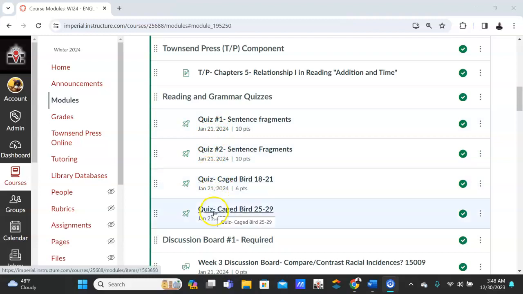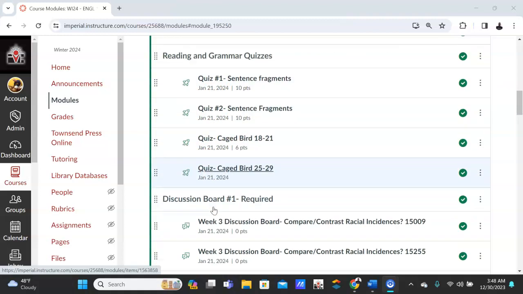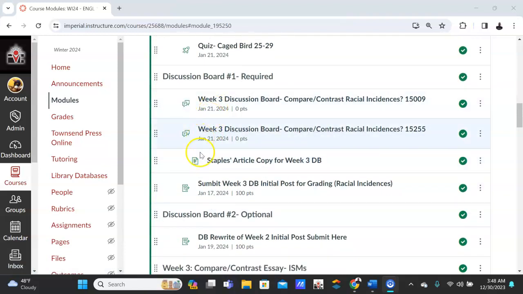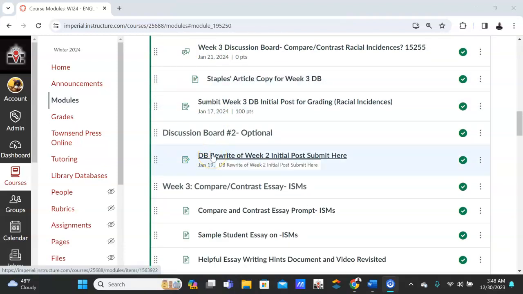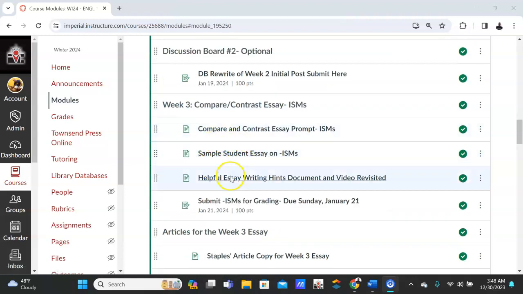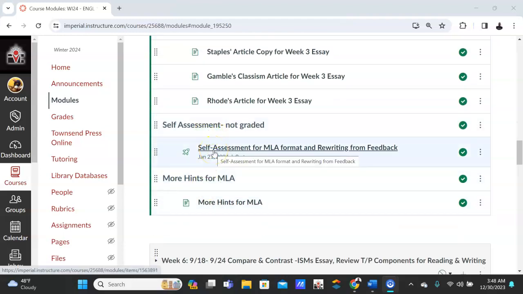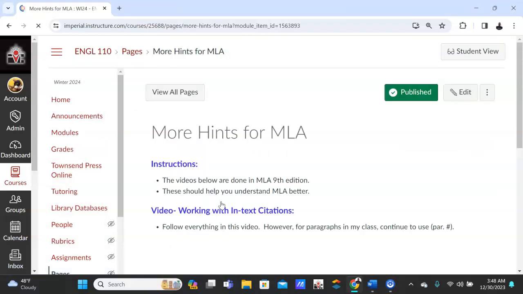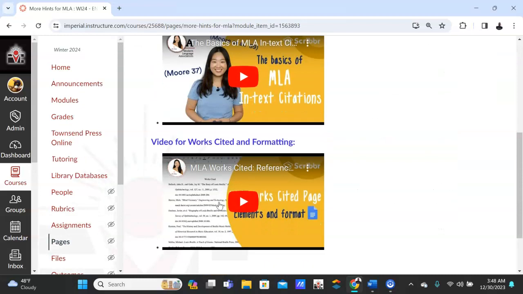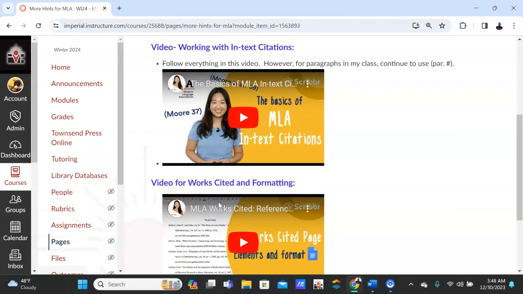You have two I Know Why the Caged Bird Sings quizzes. And then discussion board 1 is required, discussion board 2 is optional. The week 3 essay is going to be due Sunday, January 21st. And I have a self-assessment. It's not graded, it's just for you to evaluate how you did on the last writing, the week 2 discussion board. It doesn't hurt you, it's anonymous, it's just feedback for yourself and for me. And if you're still struggling with MLA, you can watch these videos and they'll help you further, or again, use my cheat sheet or use OWL Purdue.